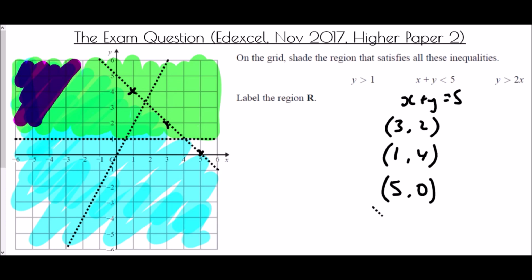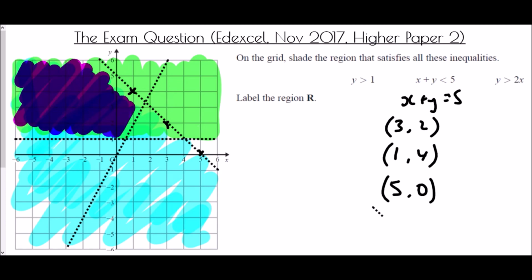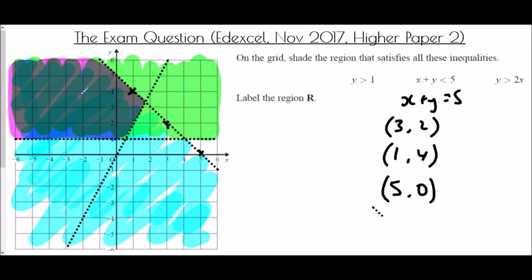And so if we start looking now at where all of those overlaps occur, well, it is this section here which overlaps for everything. And therefore the section, we should make it really clear which section we are dealing with. It's this section here, and it's that section which we are going to call R. It satisfies all three inequalities.